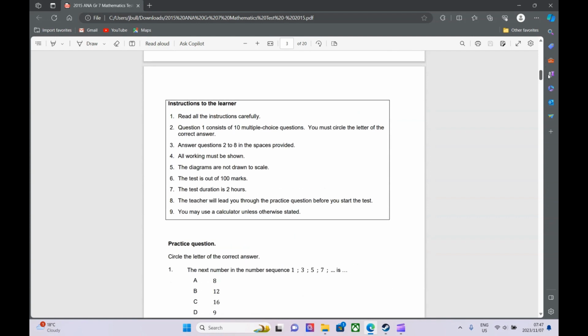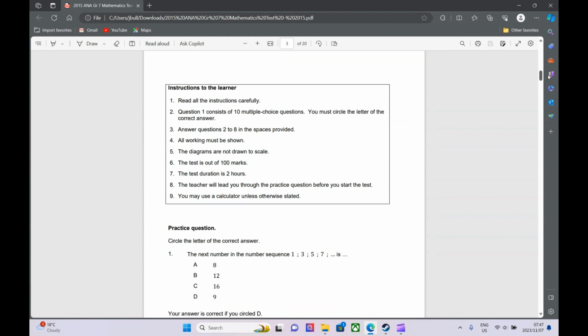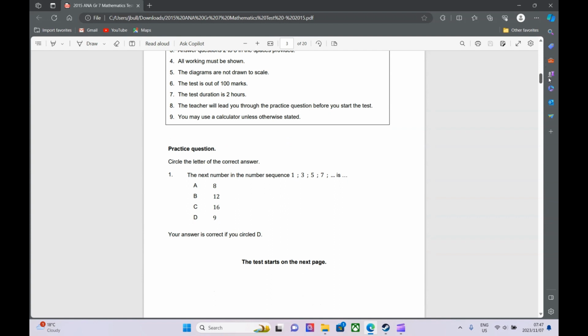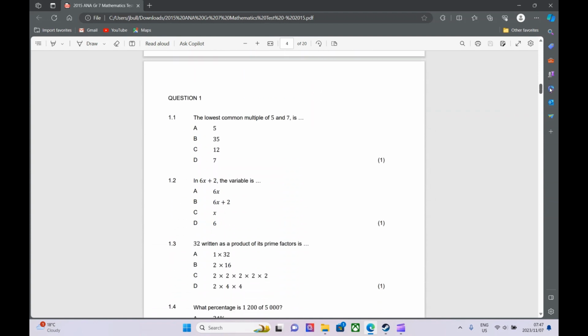So we are allowed to use a calculator for this question unless they tell us otherwise. We've got question 1 to 10 on multiple choice, and then everything else we've got to show our workings for. So let's get straight into it.